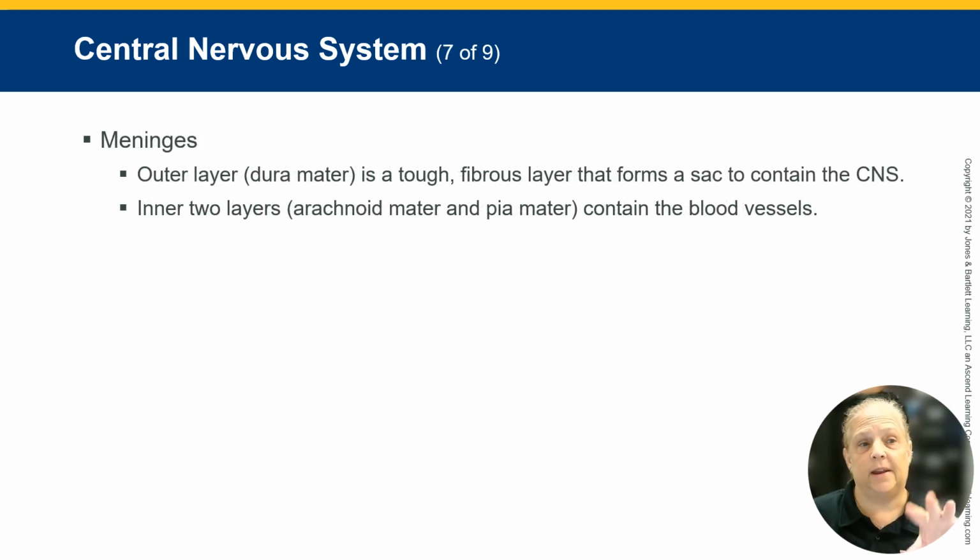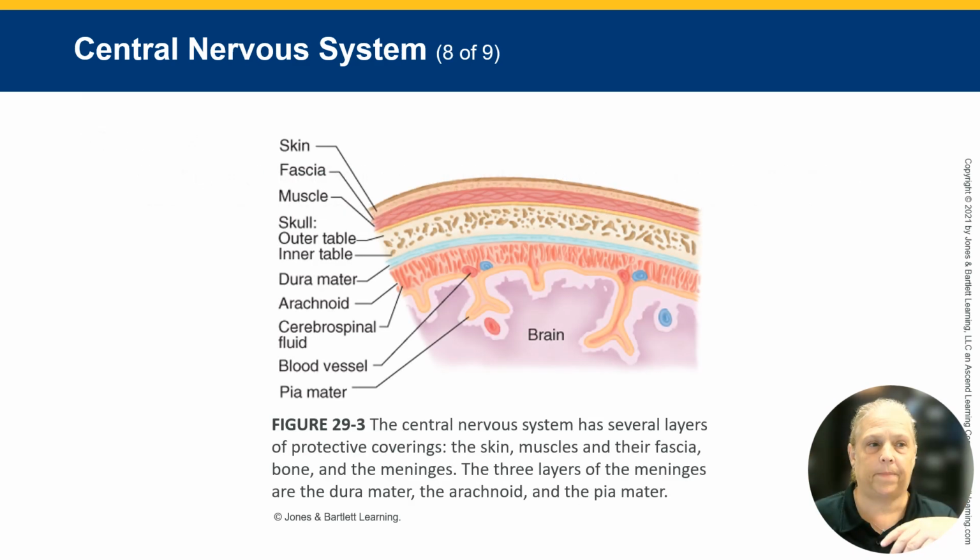The meninges is made up of 3 layers. We have our outer layer, which is called the dura mater. Then we have 2 inner layers. We have the arachnoid mater. That's where blood vessels are, and this cerebral spinal fluid flows through there. And then we have the pia mater. That is right up against the brain. This figure shows you where all the different layers are.